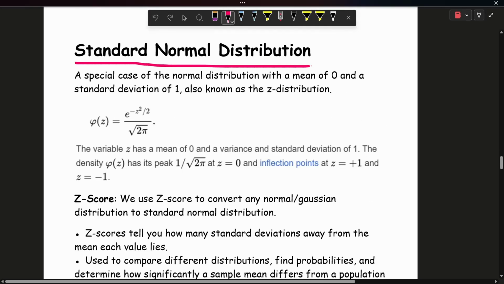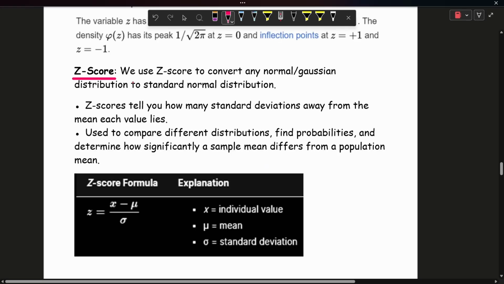What is standard normal distribution? Standard normal distribution is a special scenario where the mean is 0 and the standard deviation is 1. It is also known as the z distribution because we'll be calculating the z-score in the standard normal distribution. This will be very helpful in machine learning algorithms where we standardize the variables, the features. We use the z-score to convert any normal distribution to standard normal distribution. So this is very important.